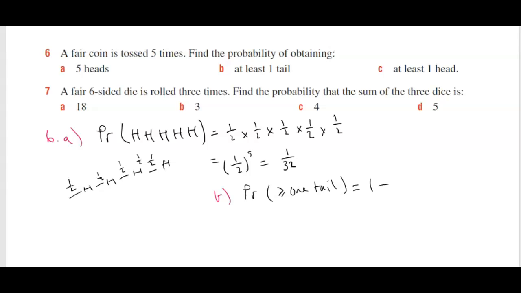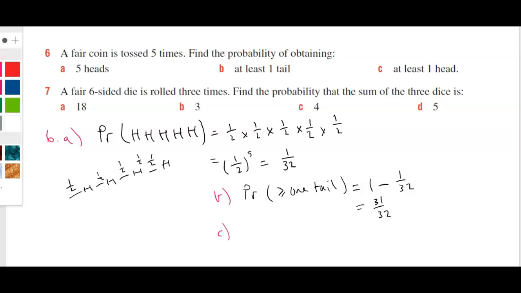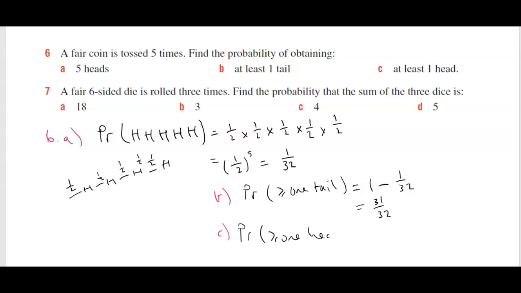So we want 1 minus no tails, all heads, which we just did. So that's going to be 31 over 32. So it's highly probable that we're going to get at least 1 tail. And then the last one, at least 1 head, is going to be exactly the same, because the probability of getting a tail is the same as getting a head. Okay, so 31 over 32 for both of them.